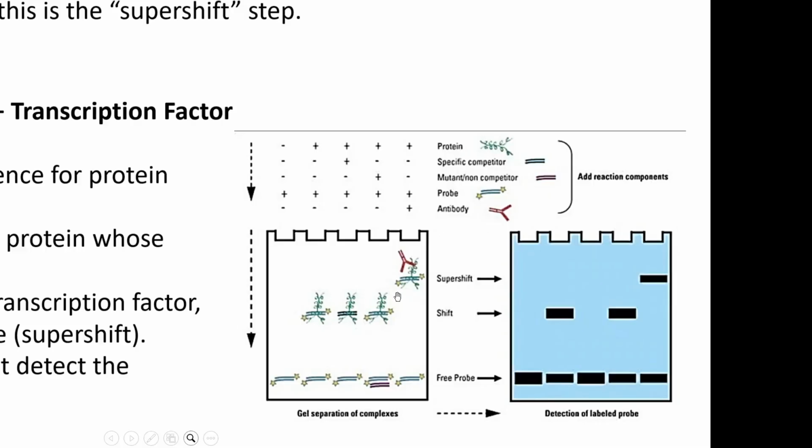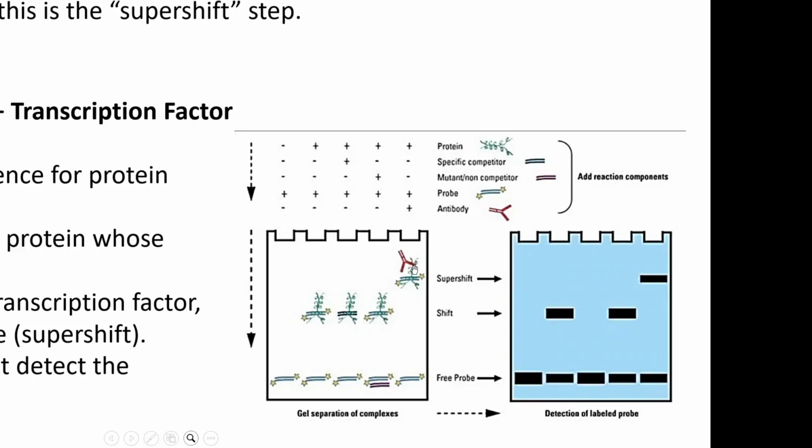So your protein of interest is bound to your specific competitor DNA sequence, and then you have your antibody bound to your protein. So your antibody is complementary, or it is against your protein of interest. So if it is, for example, beta actin, then your antibody of interest is anti beta actin antibody. So that will bind only to the beta actin protein.